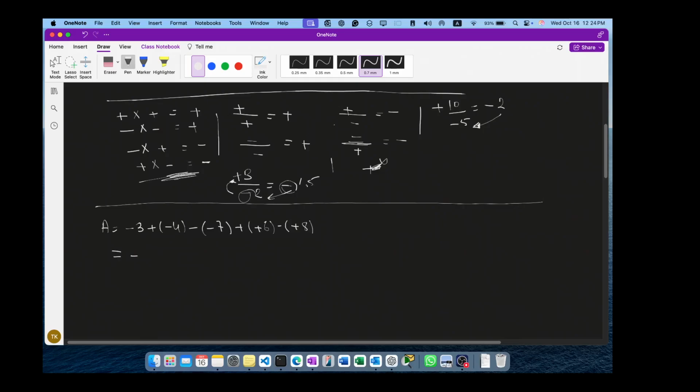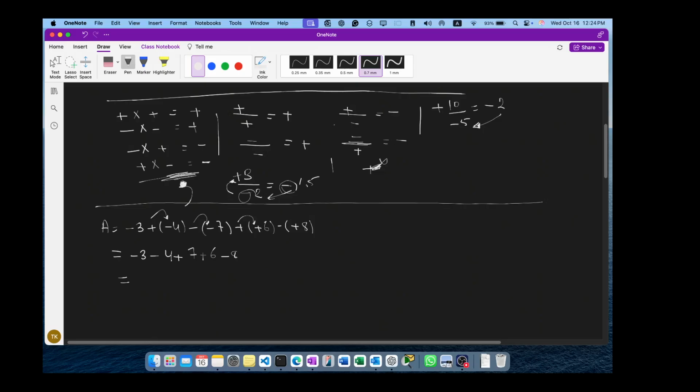Now, guys, minus 3 times plus, minus times plus equals minus. Multiply the signs here, guys. Focus on these rules here. Minus 4. Minus times minus equals plus 7. Plus times plus equals plus. And minus times plus equals minus 8.